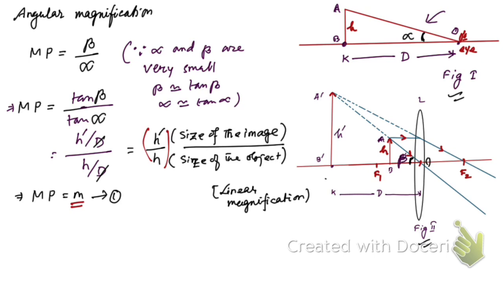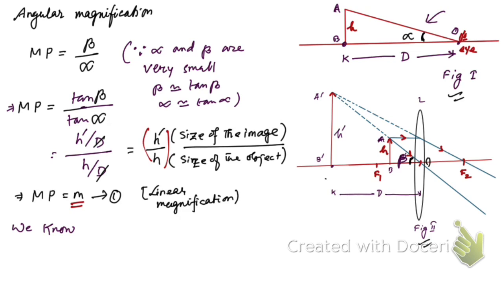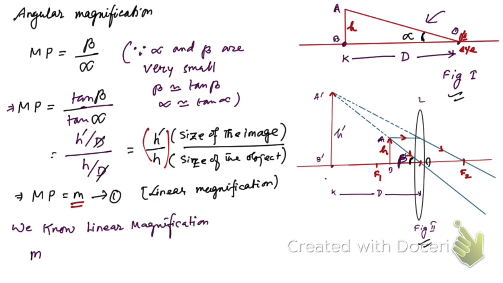Now we also know that the linear magnification for a lens, small m, is equal to v by u. Hope you know this. So v is the image distance, and u is the object distance, right? Okay, now let me copy this equation number 1, and let me copy this equation as well, m is equal to v by u.